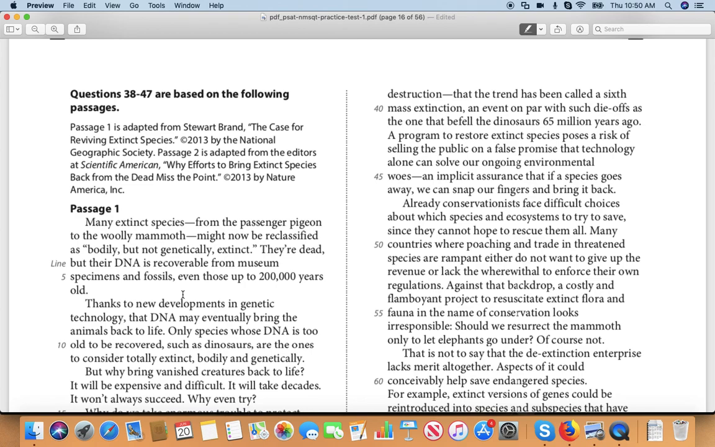Should we resurrect the mammoth only to let elephants go under? Of course not. What is that last sentence saying? It's saying we have to conserve all the animals that we can, especially the living ones, and focus on that and not so much worry about bringing stuff back from the dead.